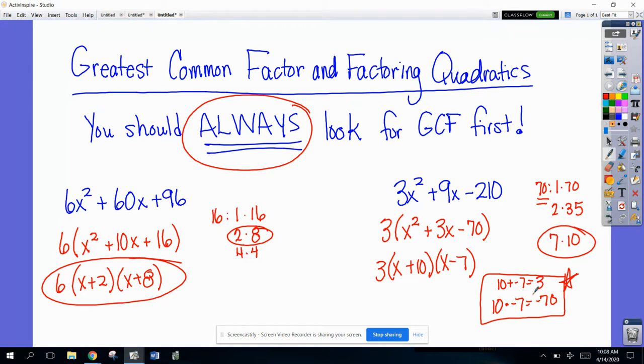And then the last part says sometimes there isn't a greatest common factor, and that's okay. And we're actually going to learn about that in 2 or 3 days. So today, they should either have a greatest common factor or they should look like the problems that we did yesterday.